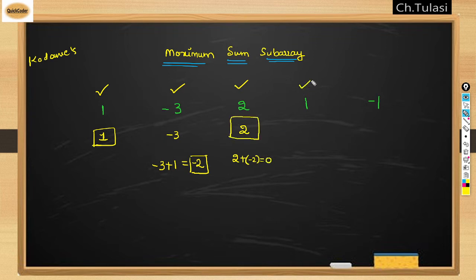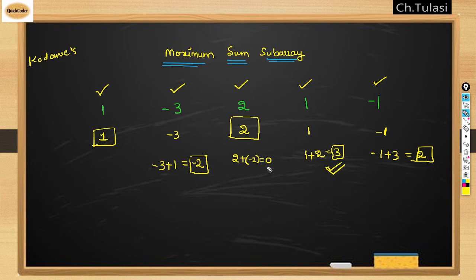Now again I will come to 1. Is 1 greater, or 1 plus this previous 2 greater? This 1 plus previous 2 is greater, means I will store this 3. And again I will come to minus 1. Is minus 1 greater, or minus 1 plus this previous 3 greater? This 2 is greater, so I will store this. So up to this, all the squared ones, which is greater? 3 is greater. So this is the output.